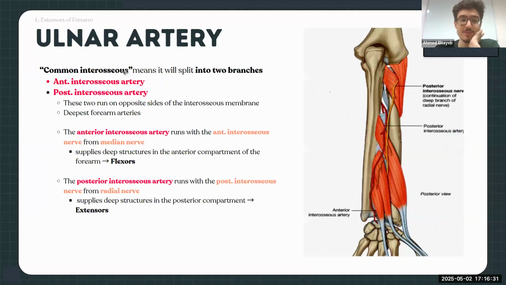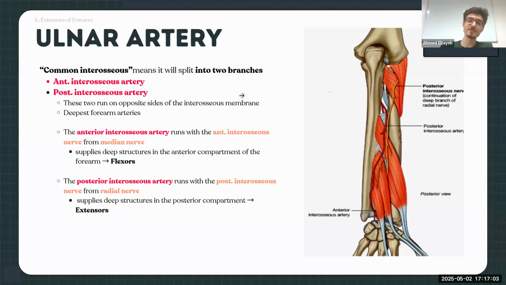What will the common interosseous do? Let's explain this. Because it's common, it's going to split into two branches. It's going to give us an anterior interosseous and a posterior interosseous. And where is the interosseous membrane located? It's located between the ulna and the radius. Right? It's a very deep structure, and these arteries are the deepest, because they lie very close to this membrane.